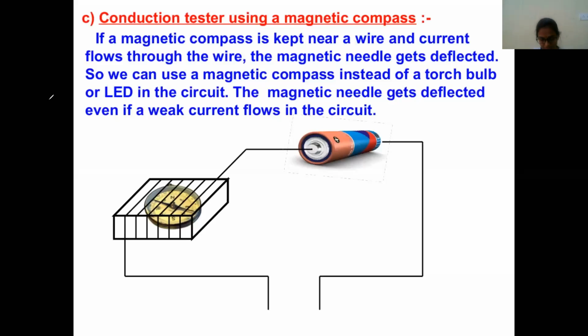Even for very, very small currents, one more method to find whether something is conducting or not is using a magnetic compass. What is this magnetic compass? Inside the box, it contains a small round-shaped body, with a small cap-like thing, and connected to it is a very small magnetic needle. If any magnetic field is present, this north-south compass indicates north and south, and the needle will point towards it.